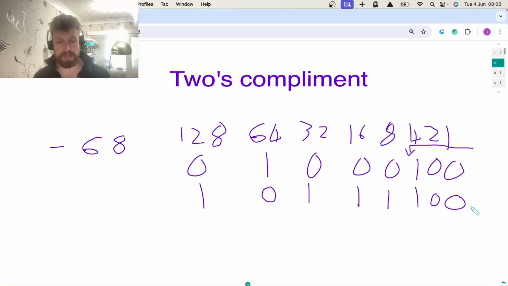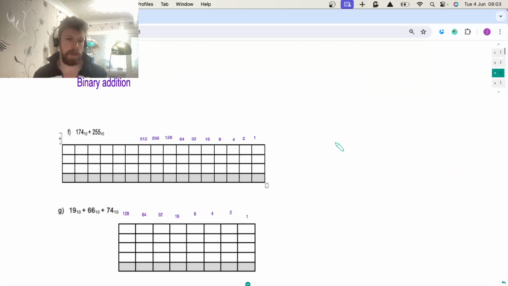Everything at it and before it stays the same. Everything after it is flipped. Okay, binary addition. With this, we're also going to have a little look at binary subtraction after this.